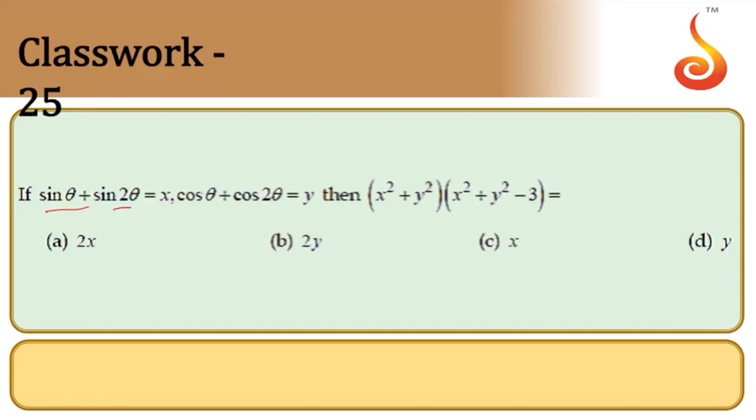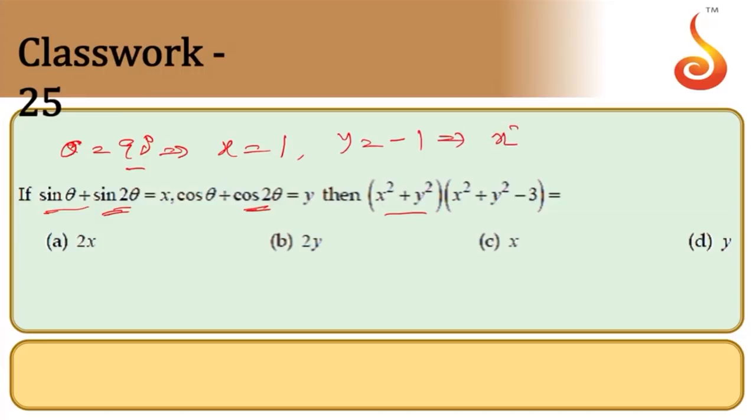For a specific angle, if I consider x squared plus y squared, let me take theta equal to 90 degrees. So x happens to be sine 90 and cos 180 is 0, whereas y is equal to cos 90 degrees, which is 0, and cos 180 is equal to minus 1.